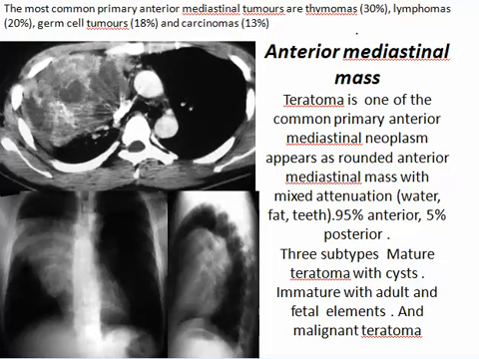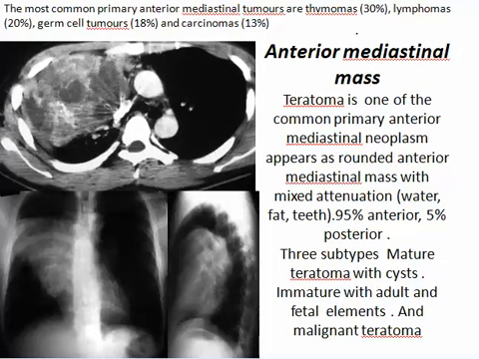Teratoma is one of the common primary anterior mediastinal neoplasms. It forms 18%, and appears as a rounded anterior mediastinal mass with mixed attenuation. You can find water, you can find fat, you can find calcification or teeth. 95% is anterior, 5% is posterior. We have 3 subtypes: the mature one with cyst, the immature with fetal elements, and the malignant teratoma. So teratoma is one of the anterior mediastinal tumors which forms 18% of the whole spectrum.